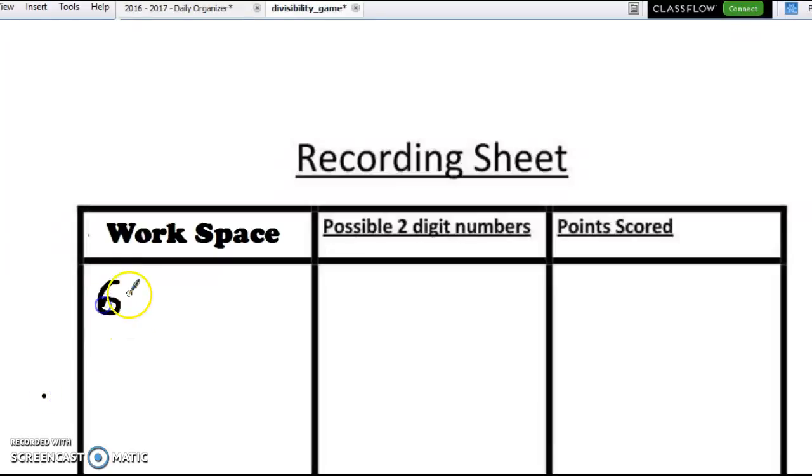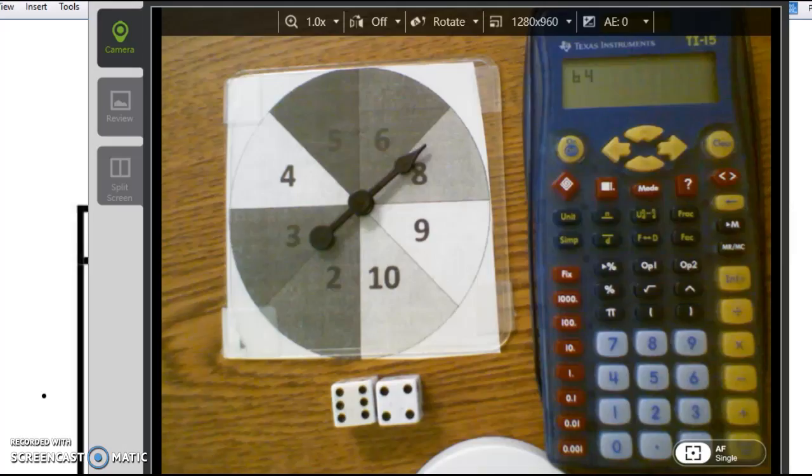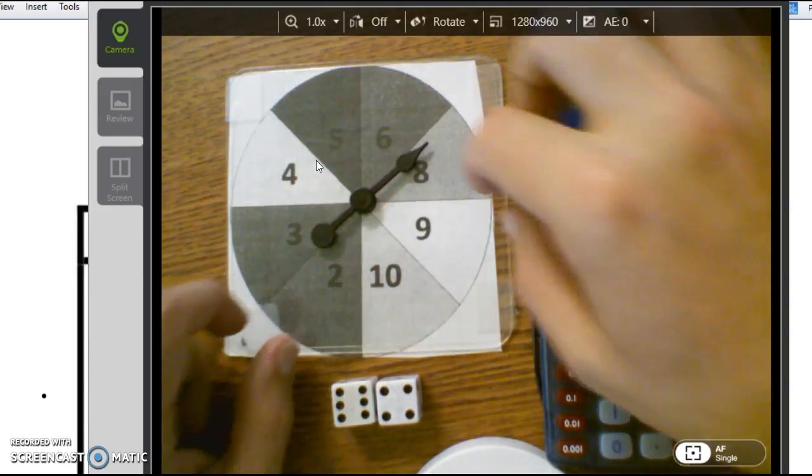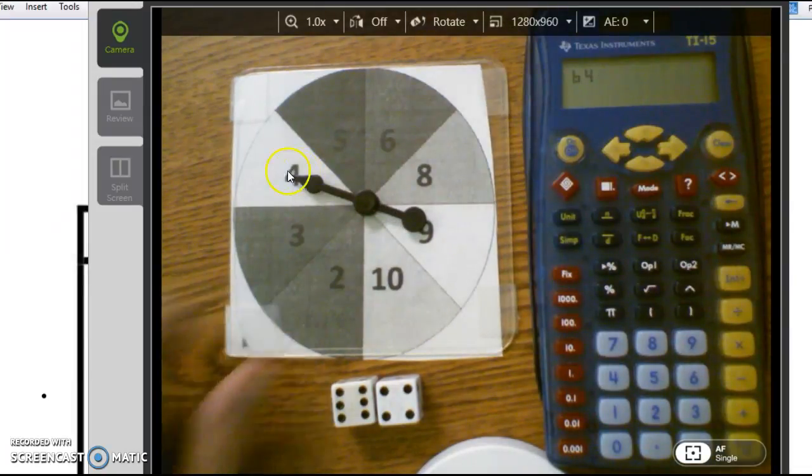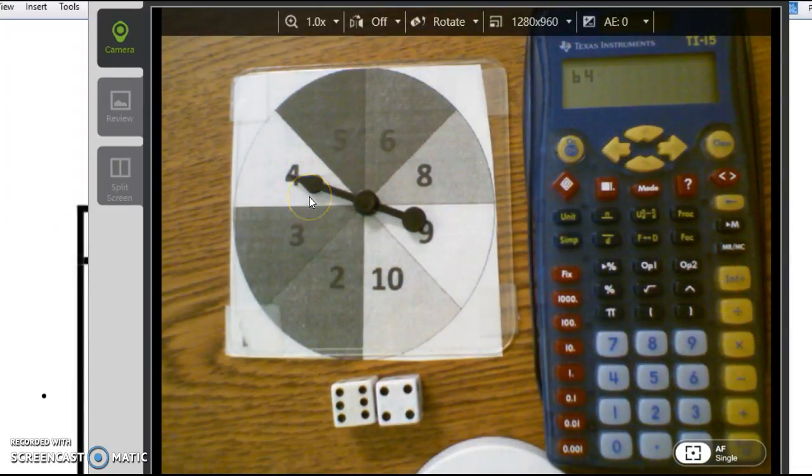It's going to be 64 divided by some number. You may be thinking, what number? That's where the spinner comes into play. I'm going to see if it's divisible by one of these numbers on the spinner, and I check to see what number by spinning the spinner. I spun, and the arrow is pointing at the 4, which means I want to see if 64 is divisible by 4.